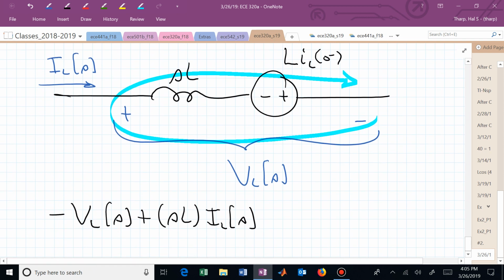Questions on those equivalent circuits in the S domain and how they arise?